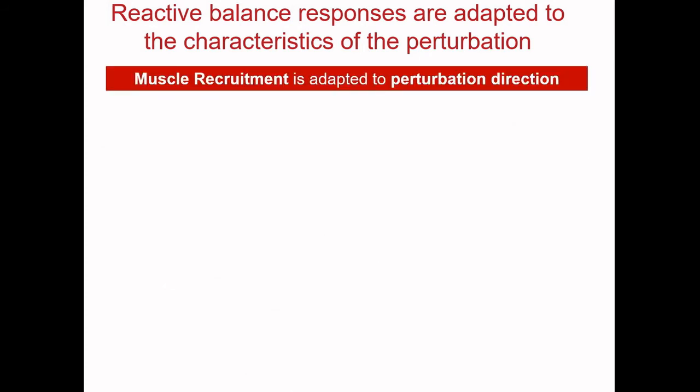The next quality of reactive balance for us to consider is how reactive balance responses are adapted to the direction of the experienced perturbation. To study this, Henry et al. used a moving platform apparatus that could shift the platform beneath participants' feet in any direction. Henry et al. studied multiple directions of platform perturbation and looked at the responses to these perturbations in multiple muscles.